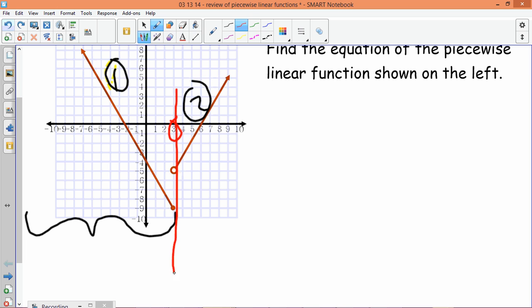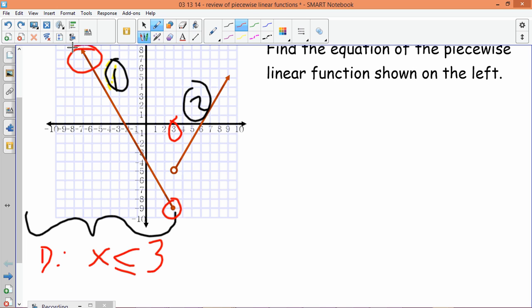Okay, so what we say is that the domain is x is less than or equal to, because it's got a filled in circle right there, so that's less than or equal to 3. Notice how the graph goes on forever and ever, signified by that arrow right there. So it is simply x is less than or equal to 3. It's not an interval, just less than or equal to 3. Okay, so I found my domain there.